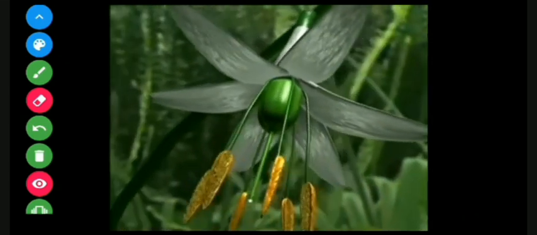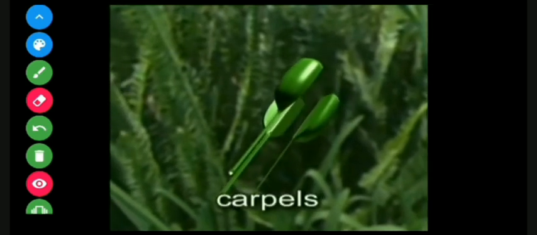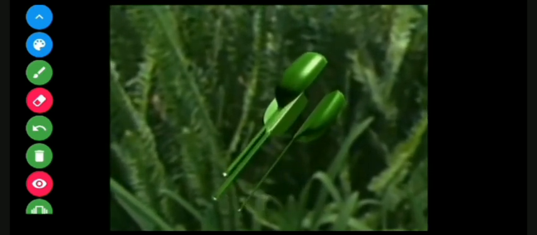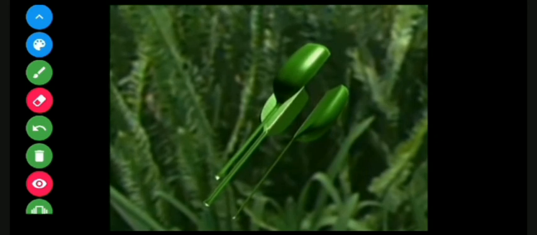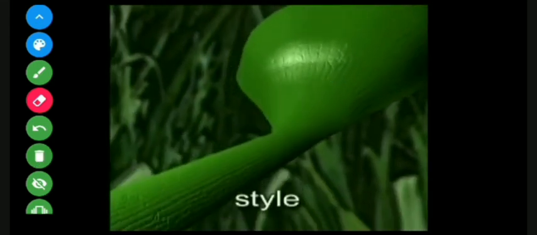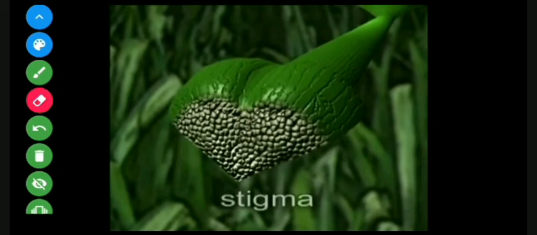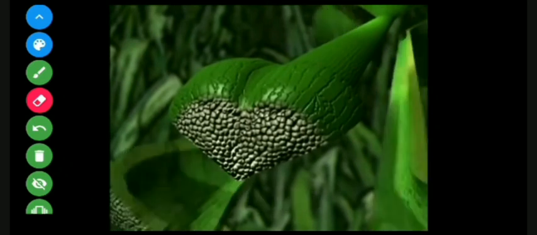Now I have a beautiful small video clip to show you the entire developmental stage of the embryo sac. This is the carpel, that is the gynoecium, which consists of stigma, style and ovary. This is the ovary, a basal portion which consists of ovules, and this is the style through which the pollen tube enters from the stigma to the ovary.